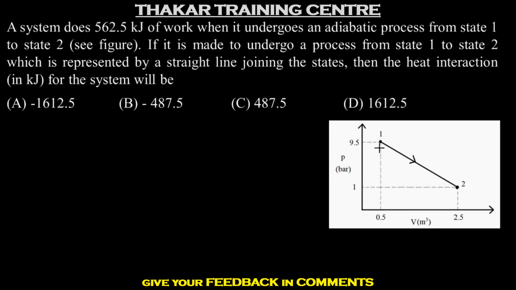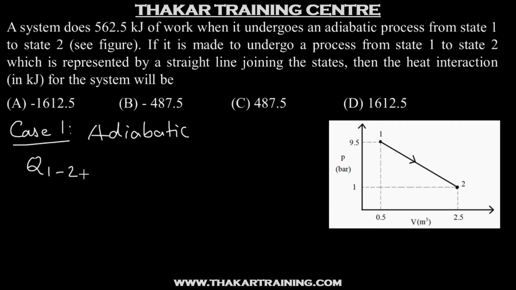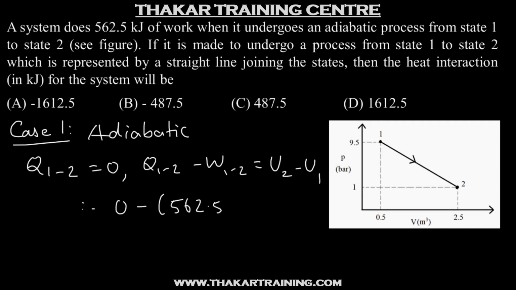So we know in the first case, it undergoes an adiabatic process. So if we write down for case 1, which is an adiabatic process, then in that case, Q12 will be equal to 0, right? So we'll have by first law, Q12 minus W12 equal to U2 minus U1. So we'll have 0 minus W12, it says it does 562.5 kilojoule of work. So this will be a positive work done, work done by the system, equal to U2 minus U1. So we get U2 minus U1 is minus 562.5 kilojoule.